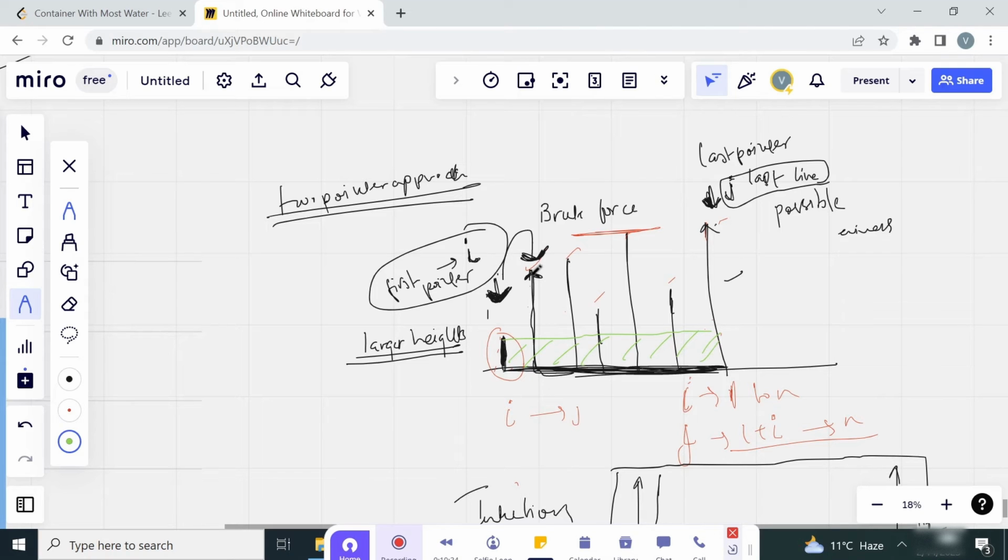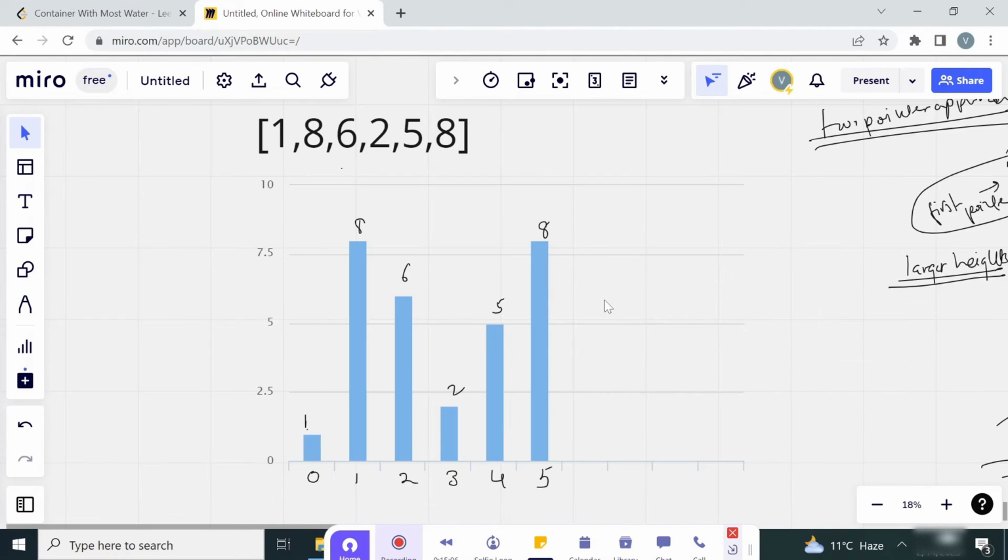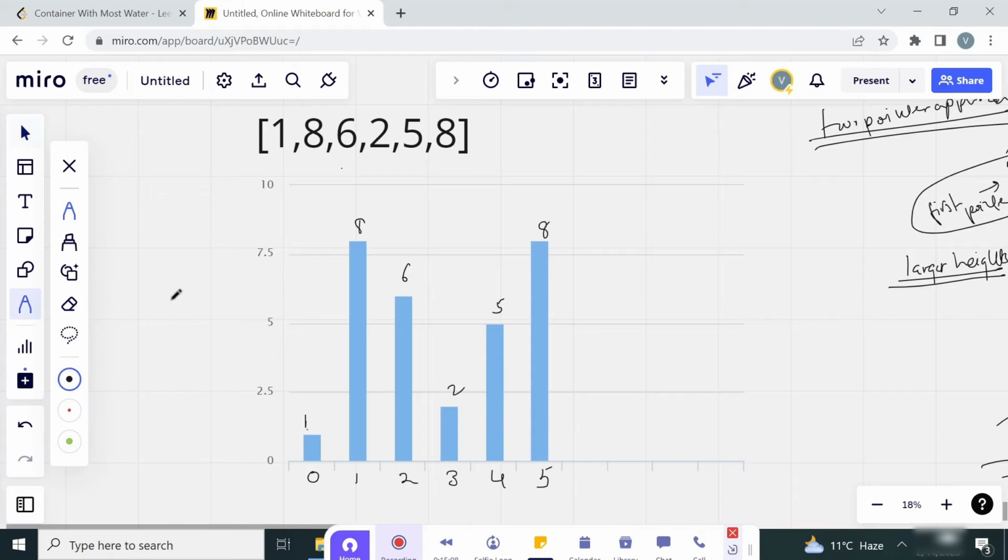Now when we increased our height, we saw that the first pointer was pointing to the first line and the second pointer to the last line, so we moved our pointer from first to second. So we have this much area of the container. It might be possible that the volume of water in this container can be greater than this volume of water. I have represented this example using the line graph.